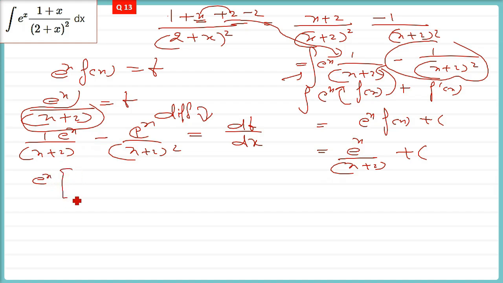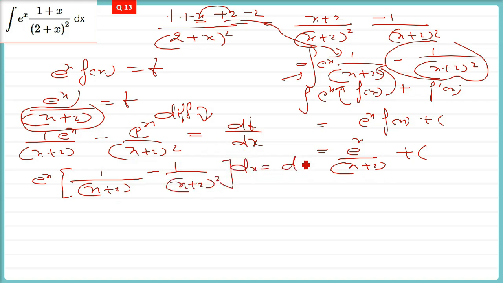Now we'll just rearrange this. We are taking e raised x outside, 1 by x plus 2 will remain, and negative 1 by (x plus 2) whole square will remain. And this is dt by dx. Dx goes on the left. So this is the equality where we have to integrate now. When we integrate, you don't have to worry about integrating because this is I only. This 1 by x plus 2, negative 1 by (x plus 2) whole square has come from the original equation only. So I equals t plus c.